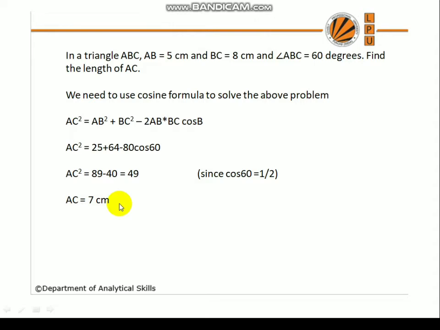So, it is very important to note down this cosine formula. AC square is equal to AB square plus BC square minus 2 AB BC cos B, where B is the angle between the two straight lines.